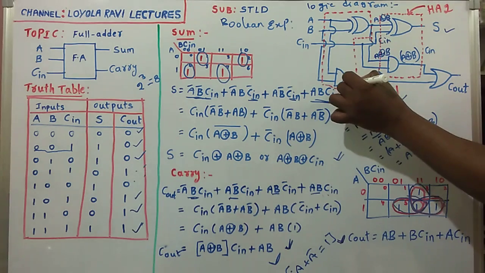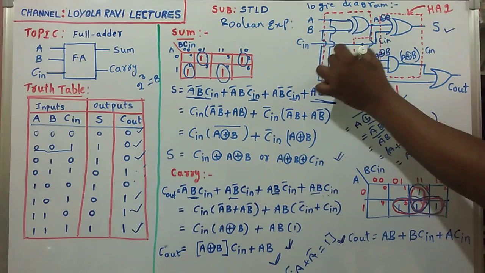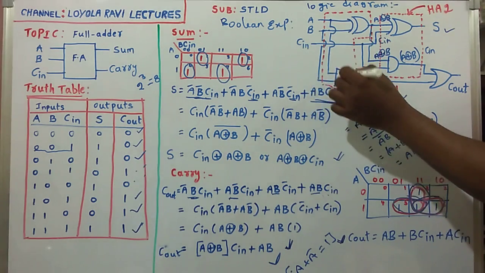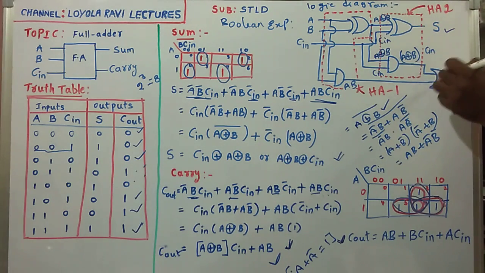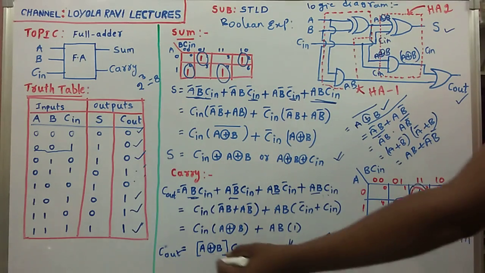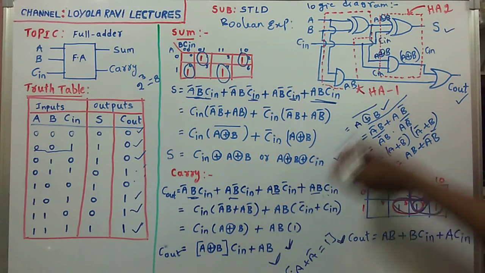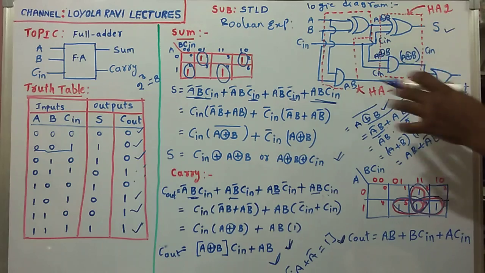What is this expression? AB. This is A, this is B, AB, AND gate. So finally this is the OR gate: A XOR B into C in plus AB. We will get carry. A XOR B into C in plus AB is the carry expression. This is the general logic diagram.